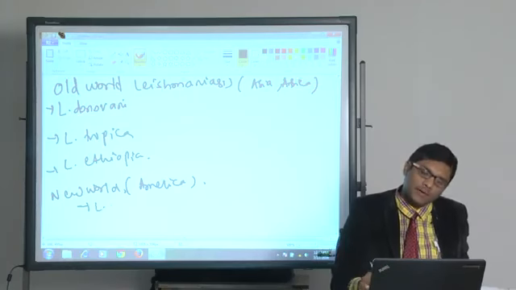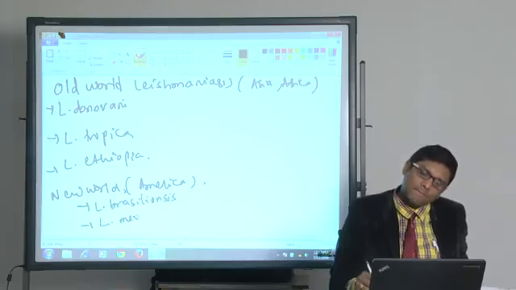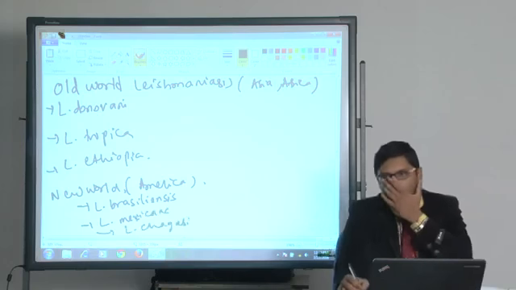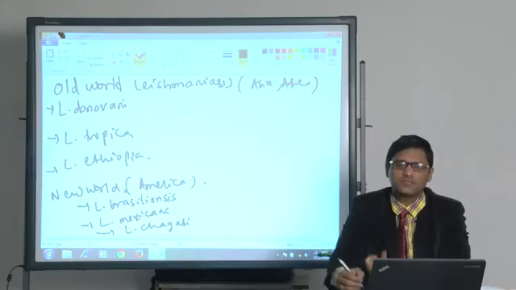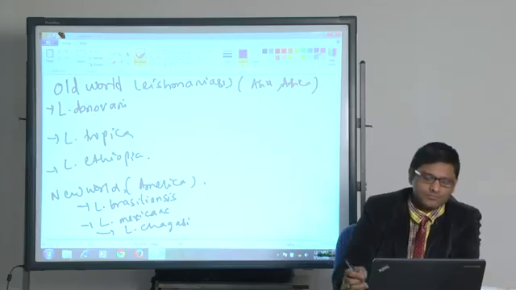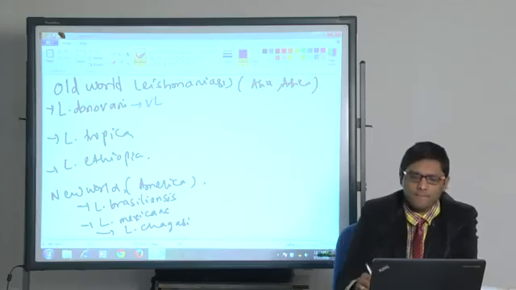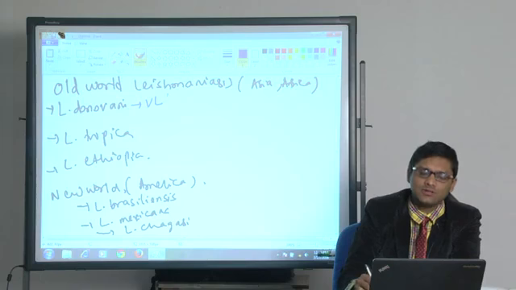is Leishmania braziliensis, mexicana and chagasi. These are new world Leishmania species. Donovani causes VL. What is VL? Visceral leishmaniasis, also called Kala-azar.